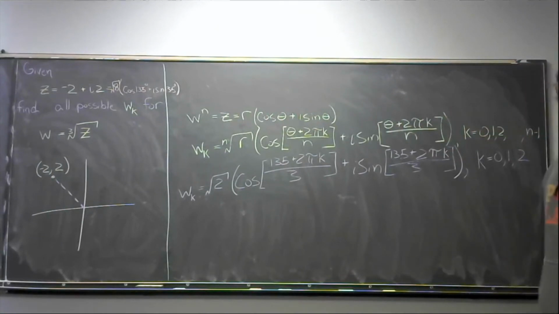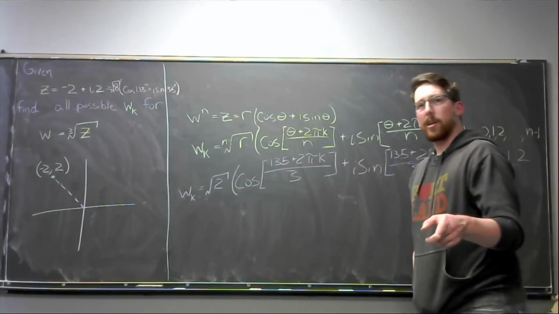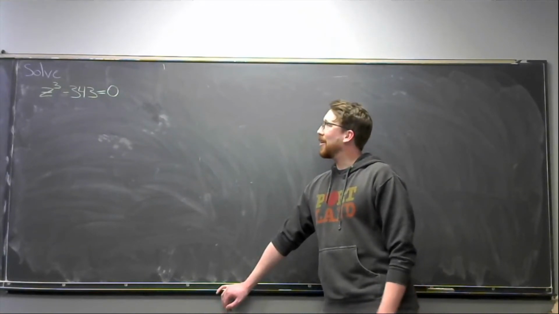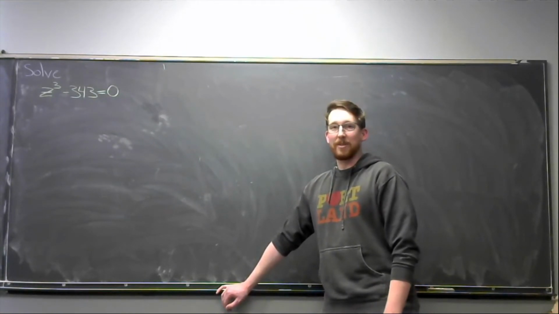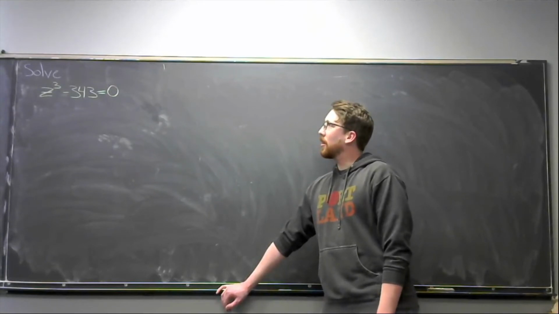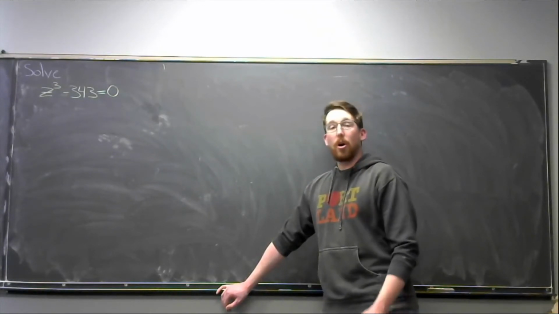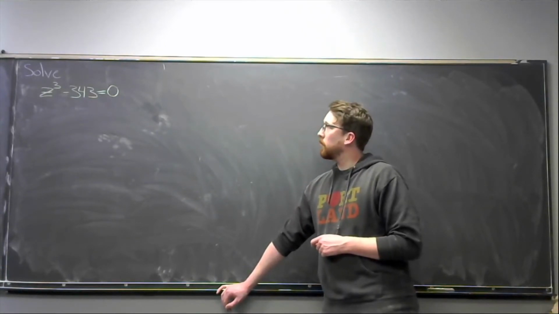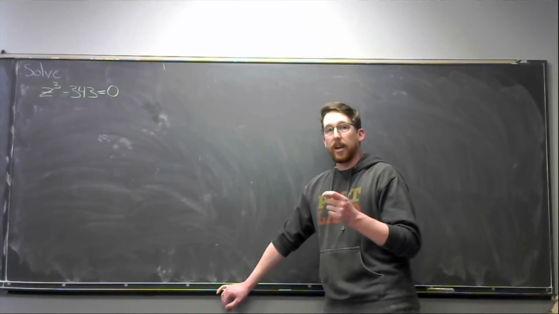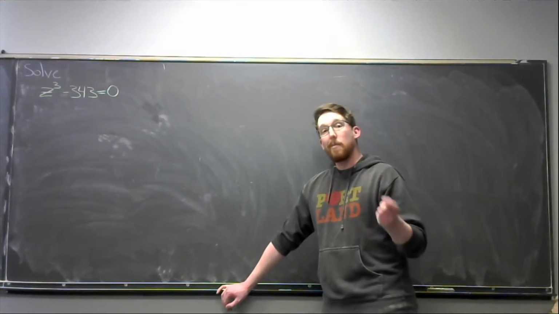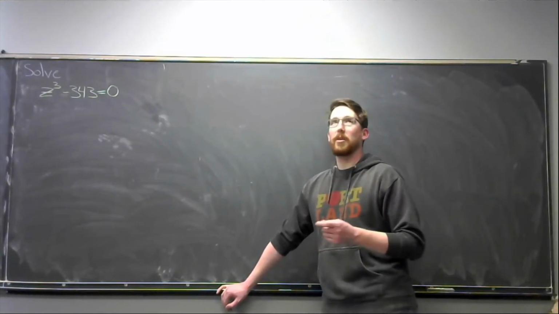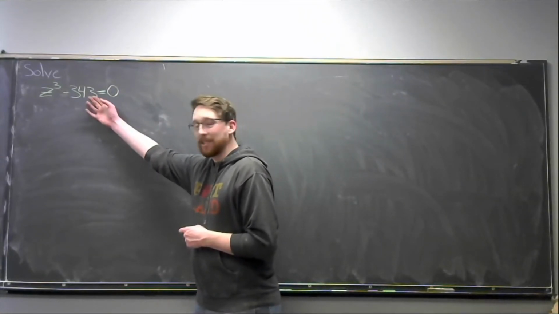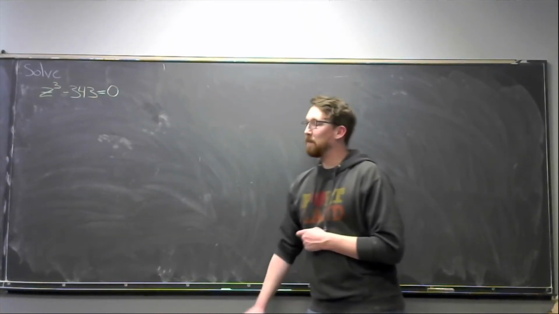Having said that, let's look at one last example. All right, we made it. We're at the last example of the semester. And for this last example, all we want to do is solve for z. We want to solve for z in the case where z cubed minus 343 is equal to 0. I'm going to solve this problem right here.